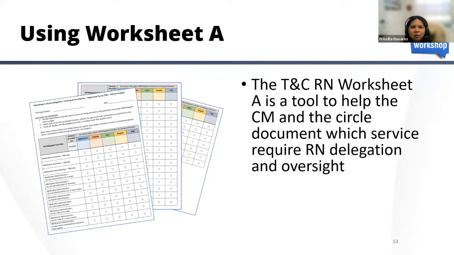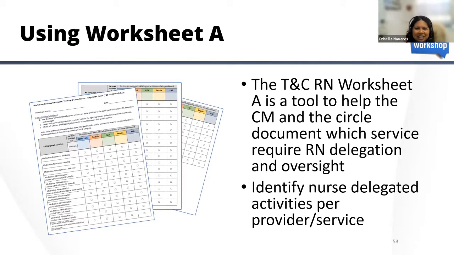So as far as using Worksheet A, this is a tool to help the CM and the circle determine which service requires RN delegation and oversight. So not only does it include the checklist to identify the nursing tasks, but as you can see on the right side of that form where in the colored boxes, you will also then identify the specific service where that nursing task is being conducted by the delegatee.